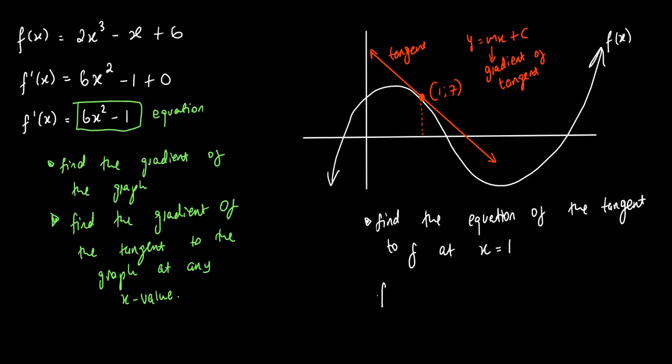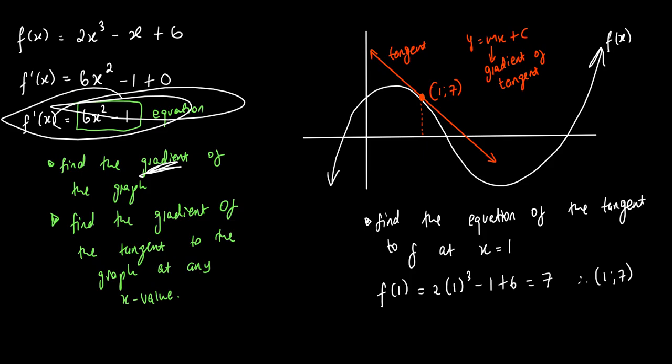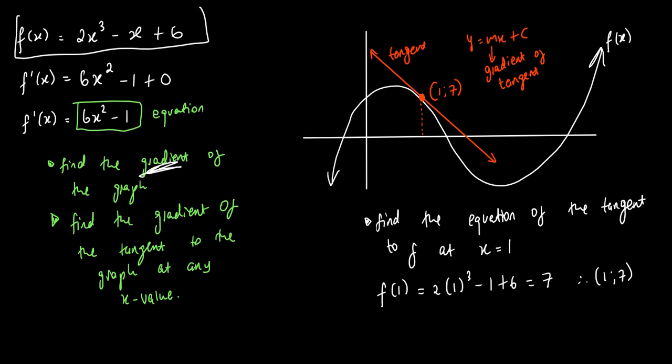And to do it, I'll simply say f of 1 equals 2 into 1 cubed minus 1 plus 6. Guys, what is the answer that I get? I get 7. So therefore the coordinate is (1, 7). And I'm substituting this into the original equation of f, not here. I do not substitute here. Why can't we substitute there? Because if we substitute here, we are not going to be finding a y value, but we're going to be finding a gradient. That equation, you only use it to find a gradient, not the y value. So this one is the one that you use to calculate the y value, as you saw me do.